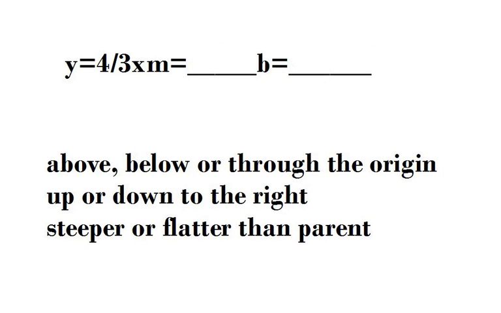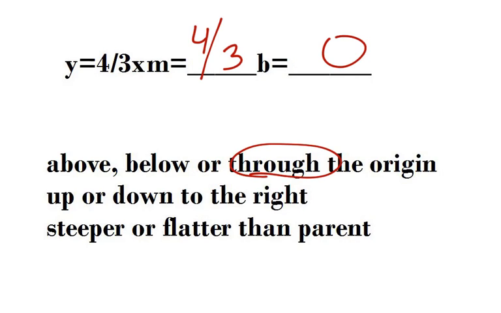Y equals 4/3 x. The slope's the number in front of x, so it would be 4/3. Y-intercept's the constant at the end. There's not one, so it's 0. Since the y-intercept is 0, this line is going to go through the origin. Since the slope is positive, it's going to go up to the right.